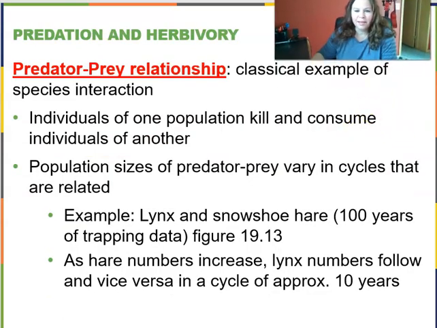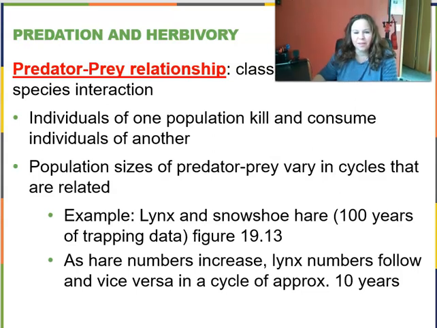So one relationship is the predator-prey relationship. A classical example of a species interaction. This is where individuals of one population kill and consume individuals of another. And a very cool thing, they've been keeping data on the lynx and the snowshoe hare for a very long time, over 100 years. And so they've got to know very well this particular predator-prey relationship.